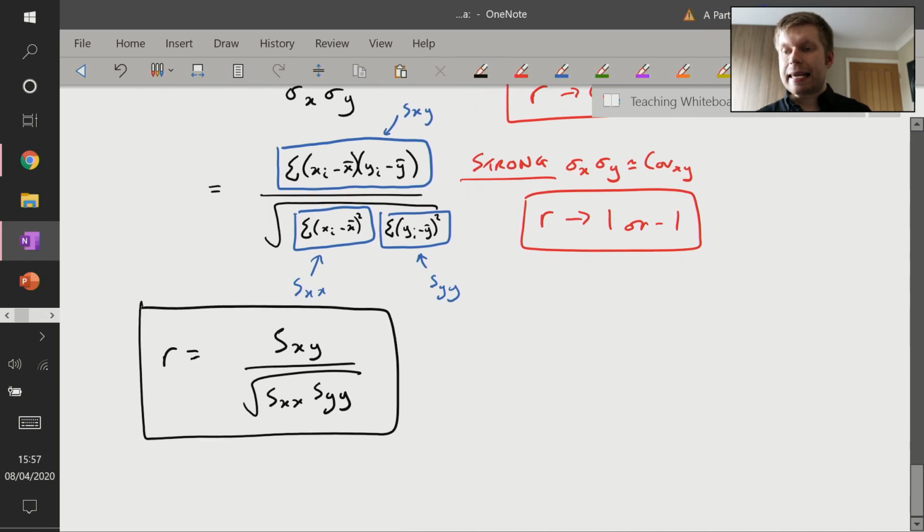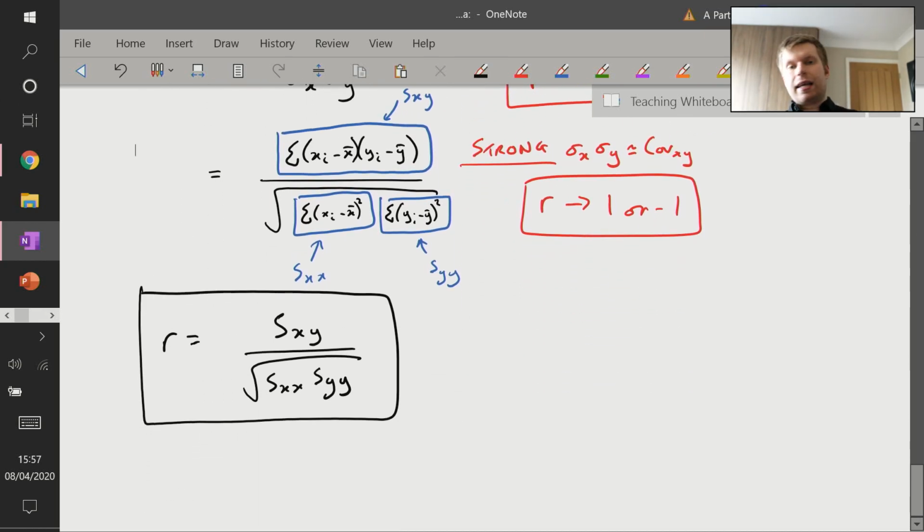So it's a really lovely little way of understanding. It's really, really clever. I think it's amazing, right? Just simply by thinking about the ratio of the covariance to the standard deviations in the x and the y direction, we get an understanding of what's going on with the correlation.